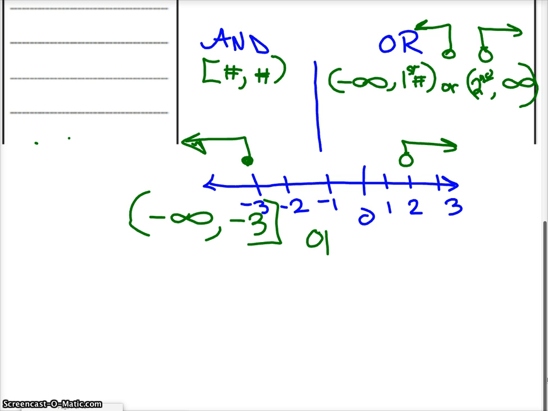Or, what's the next number? 2. The next number is 2, parentheses. And where do I go to? And I go to infinity. So ors look weird. Ors are hard.